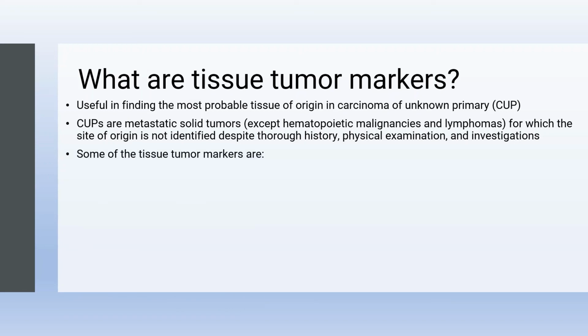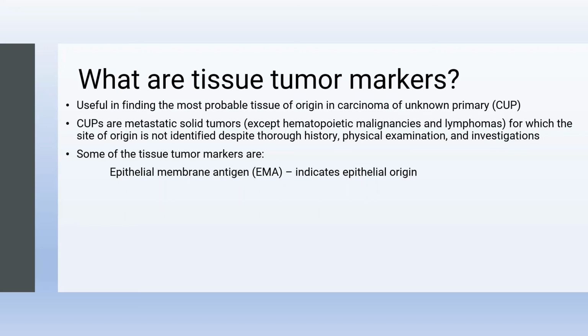So in carcinoma of unknown primary, these tissue tumor markers are helpful in identifying the possible location, the probable origin of the carcinoma. So we'll talk about some common tissue tumor markers.